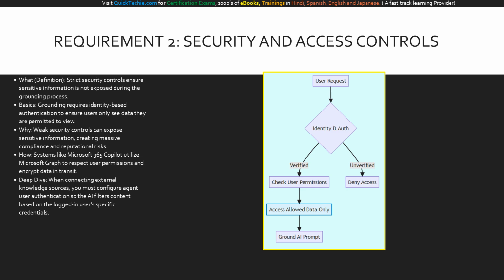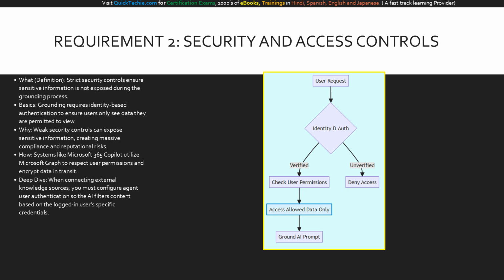How do we guarantee this? In Microsoft environments, this is handled via the Microsoft Graph, which respects your existing tenant permissions and encrypts all data in transit. Your business requirements must explicitly state that any grounding solution implemented must strictly inherit and obey your existing role-based access controls. Let's follow the security architecture in this flowchart.